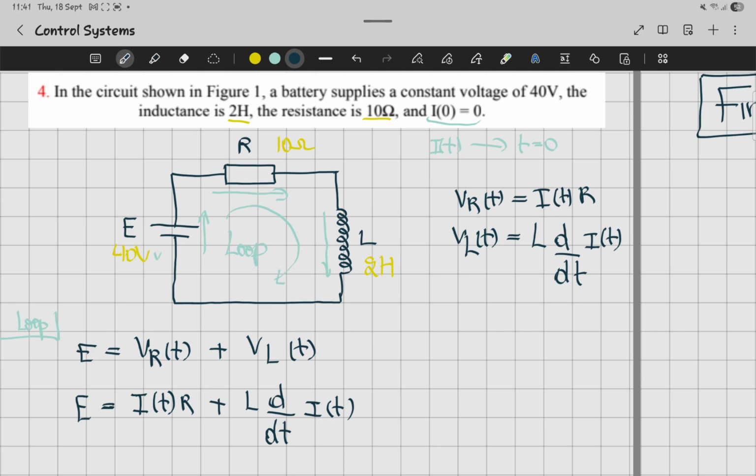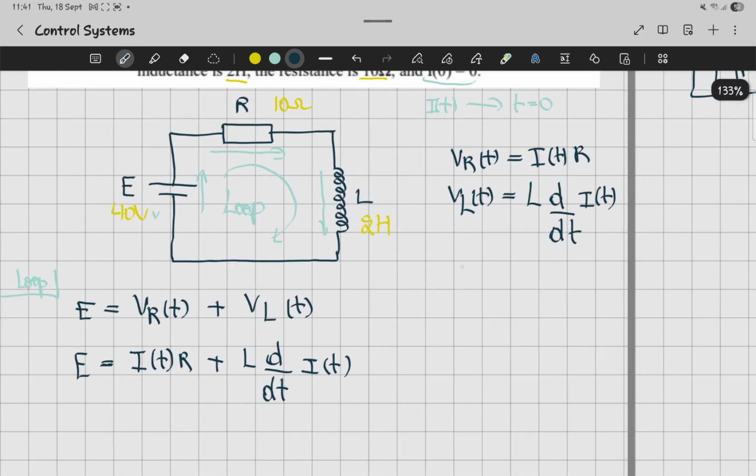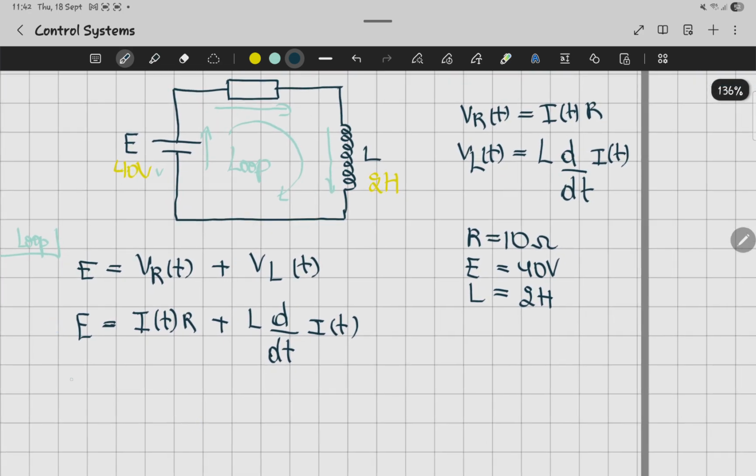We know already that R equals 10 ohms, E equals 40 volts, and L equals 2. So I'm going to replace the values there. It's going to be 40 equals R, which is 10, times i(t), plus L, which is 2, times d/dt i(t).